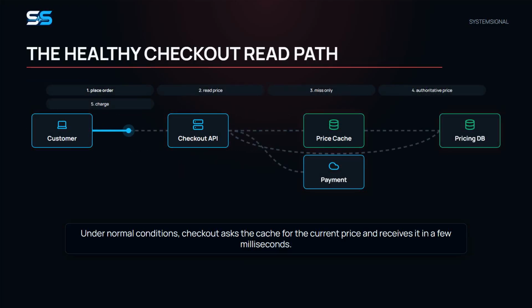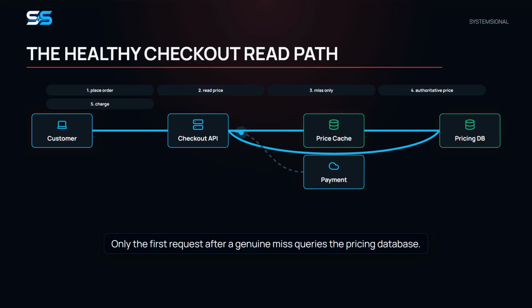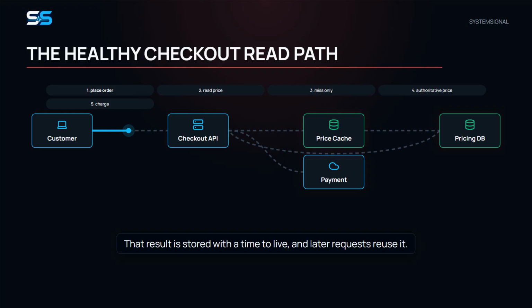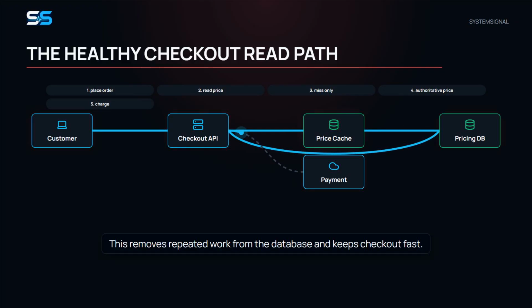Under normal conditions, checkout asks the cache for the current price and receives it in a few milliseconds. Only the first request after a genuine miss queries the pricing database. That result is stored with a time to live, and later requests reuse it. This removes repeated work from the database and keeps checkout fast.